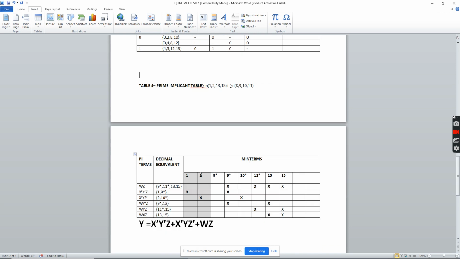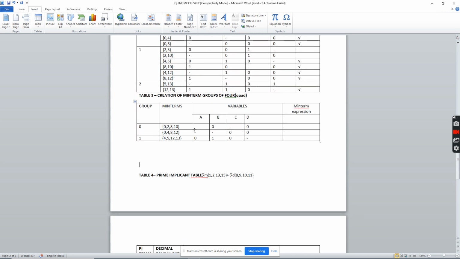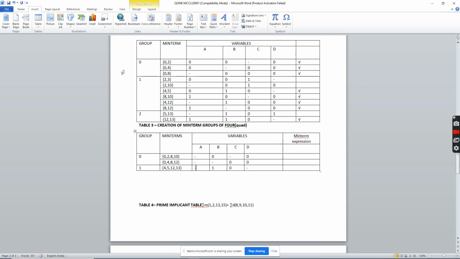So 4, 5, 12, 13, dash 1 0 dash. I have done it. So it will be dash 1, 0, dash. So any other combinations which I have left out?